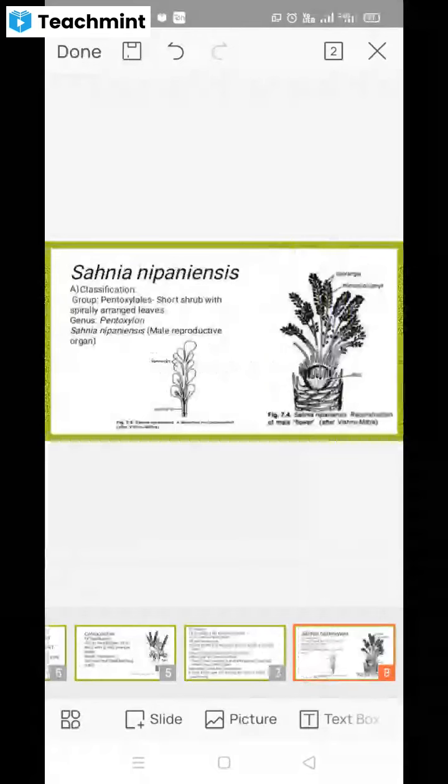Why is the name nipaniensis? So here this plant fossil, Sahnia nipaniensis, is present in the place Nipani. So this specimen was given the name nipaniensis.